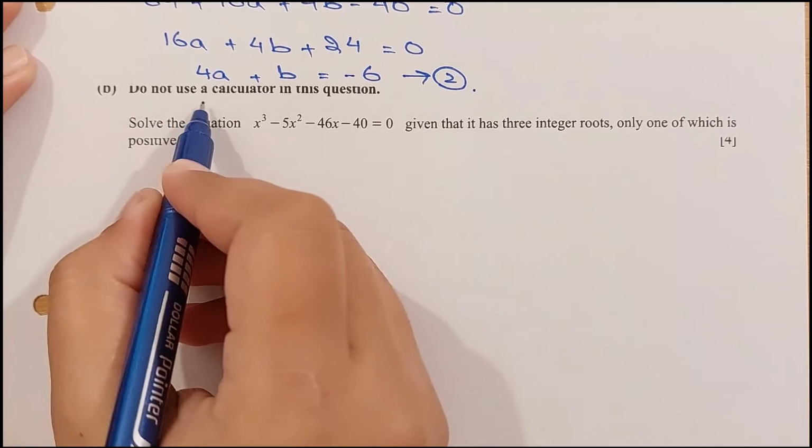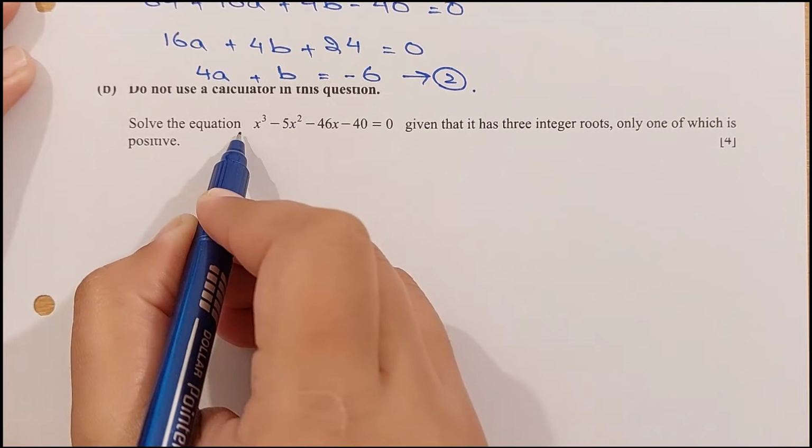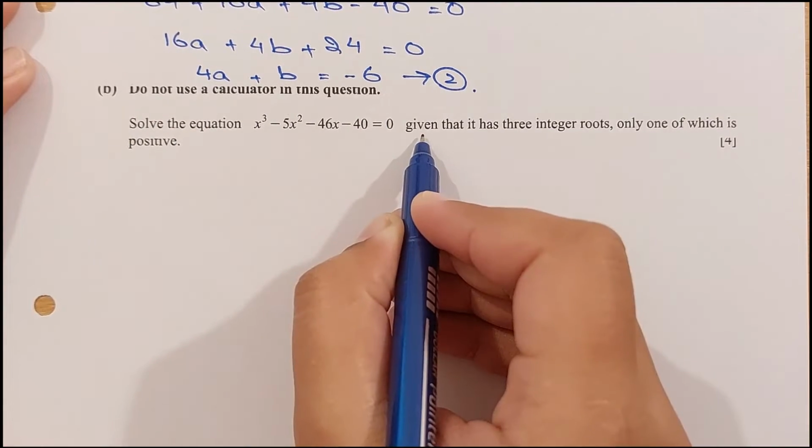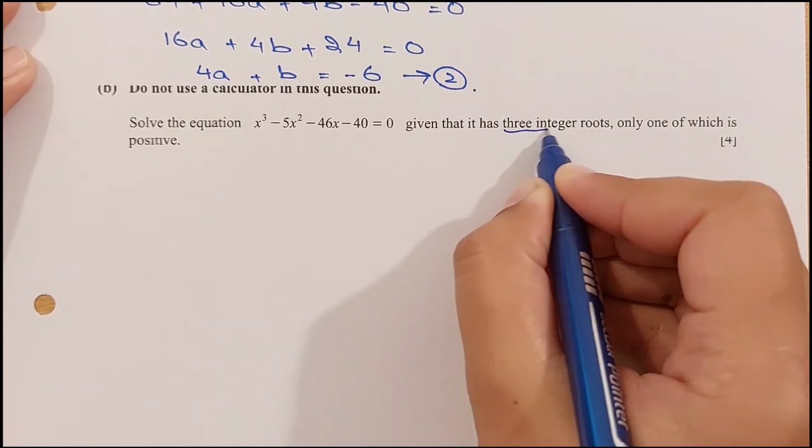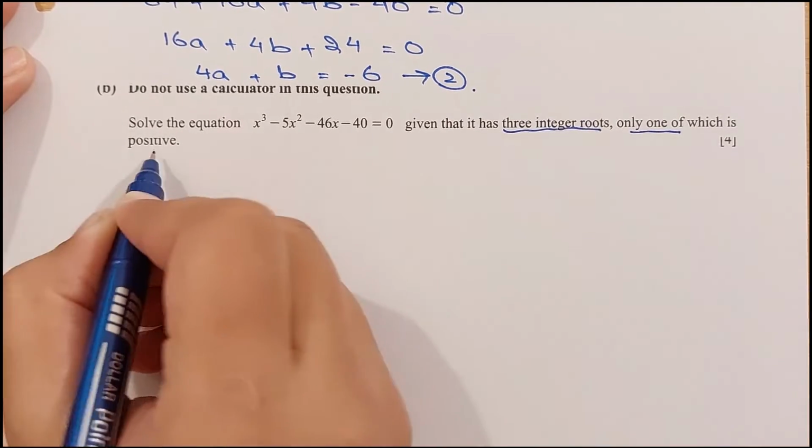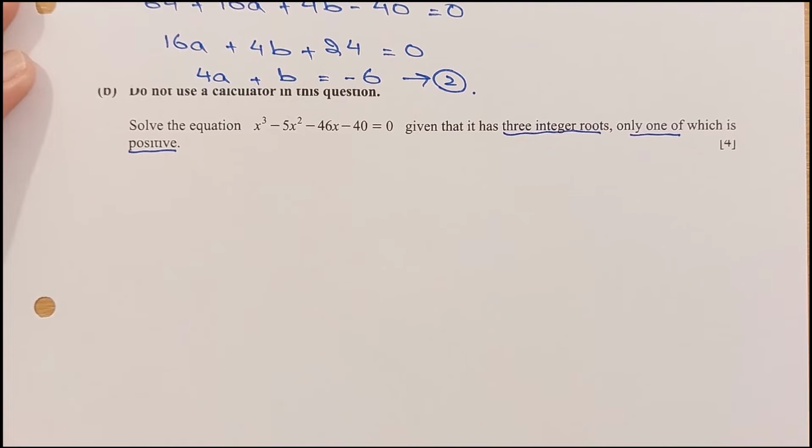Now for part B, do not use a calculator in this question. Solve the equation. This is again a cubic equation, given that it has 3 integer roots, only one of which is positive. So only one root is positive, the other 2 roots are negative. So it is a cubic equation.